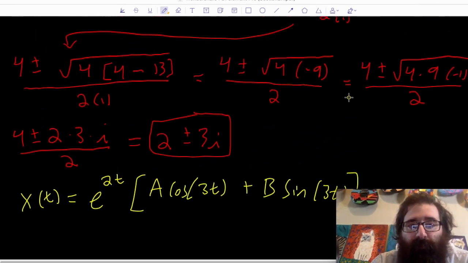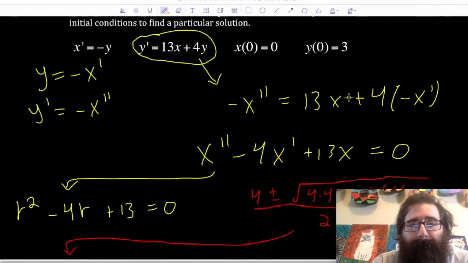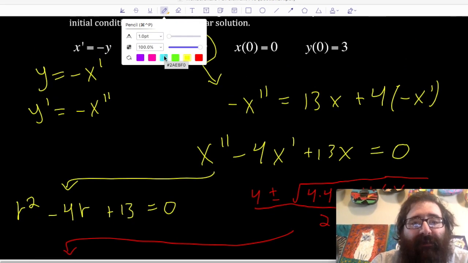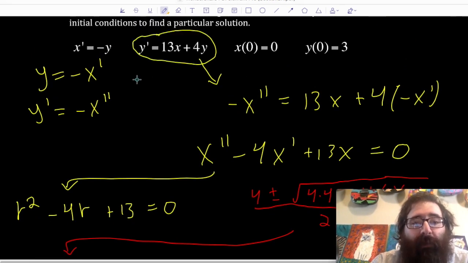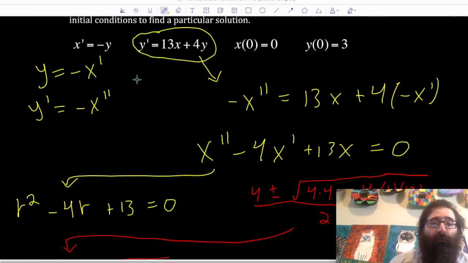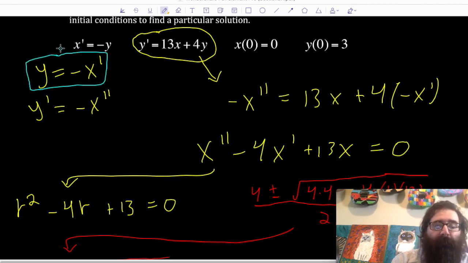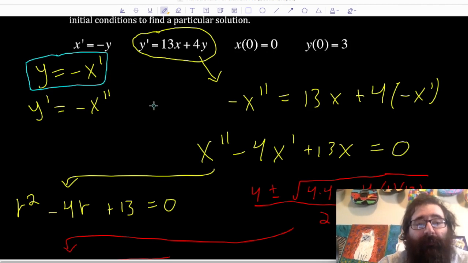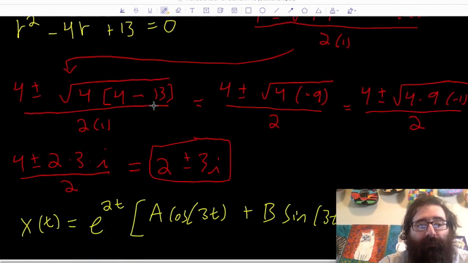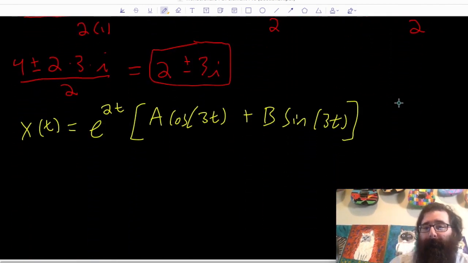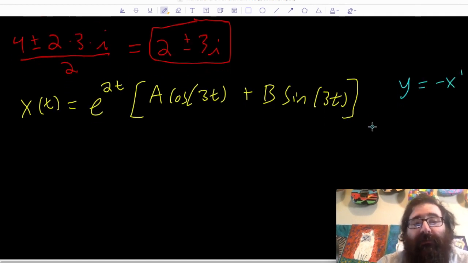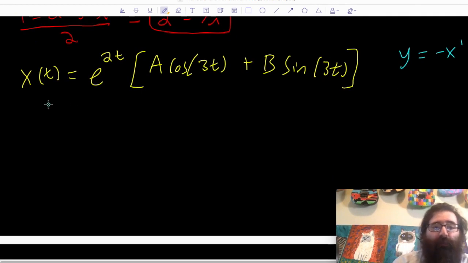And so that looks really good right away. Next, what I want to do is I want to try to find y. Well, what is y? Y is negative x prime. So I'm going to make a note for myself so I don't have to keep traveling back up here. Y is equal to negative x prime. So the first thing I'm going to have to do is differentiate, right? I want to find x prime. So here, x prime at t.